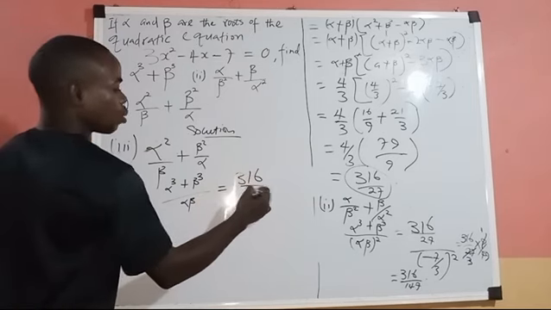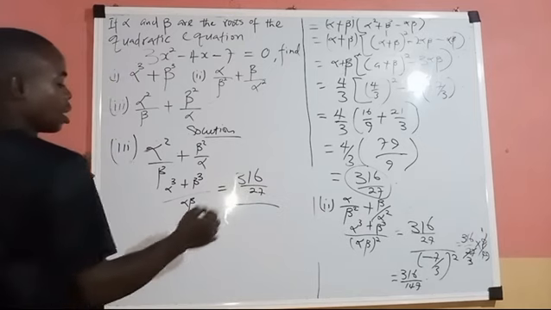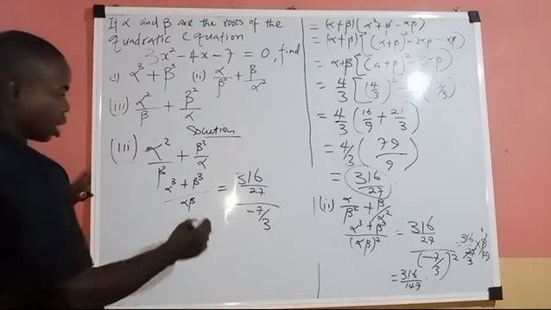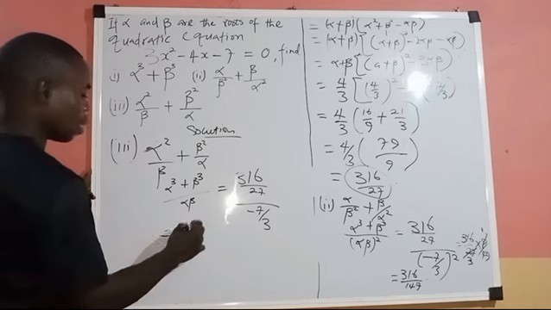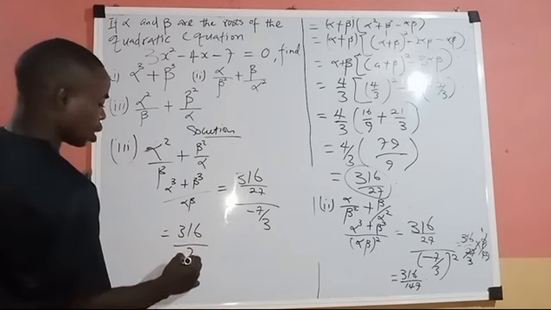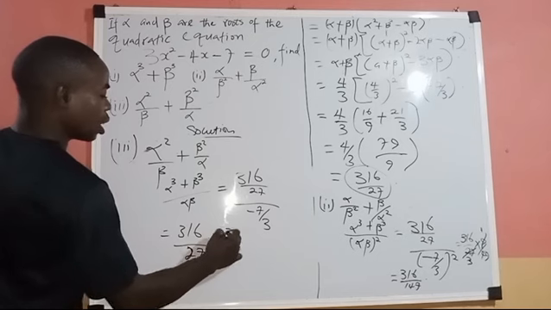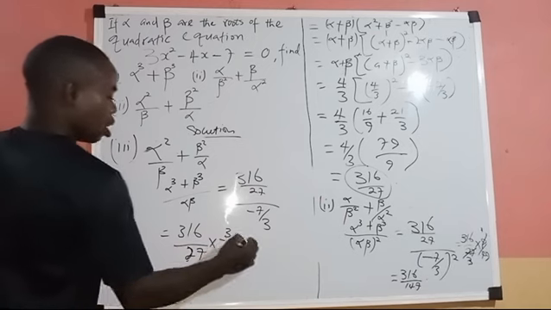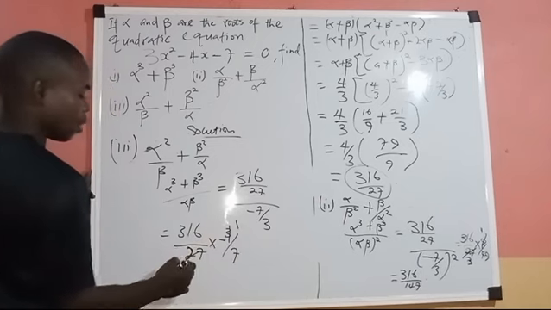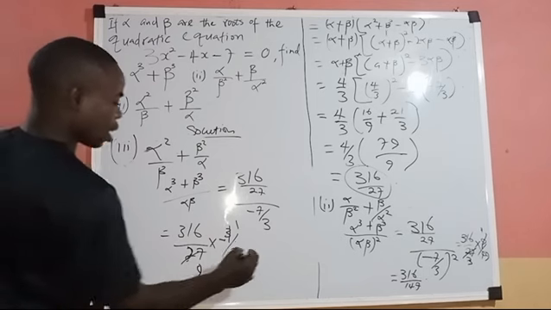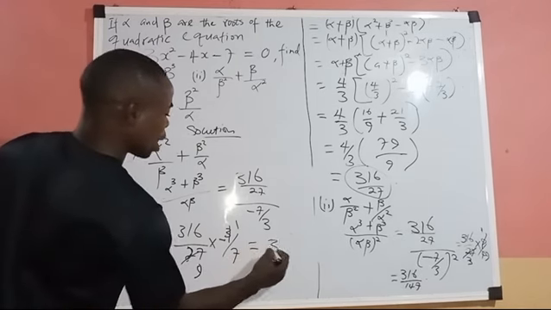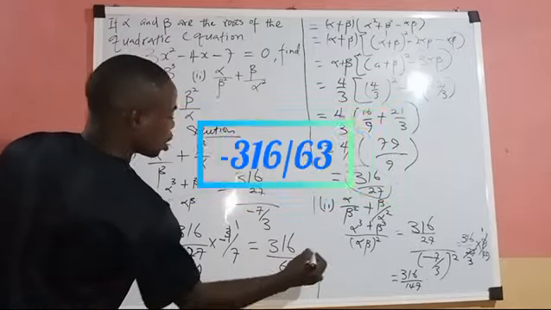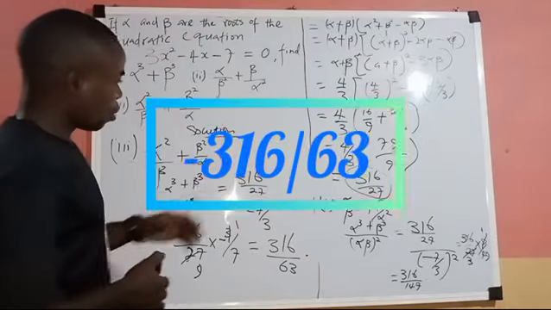316 over 27, and then divided by alpha times beta, which like we saw is minus 7 over 3. Then simplifying further, you're going to have 316 divided by 27, times 3 over 7. Of course the minus is still there, don't forget. So this 3 can divide itself, and if it divides 27, you have 9 right here. So simplifying further, your final answer is 316 divided by 9 times 7, which is going to give us 63. And that's how you can solve this.